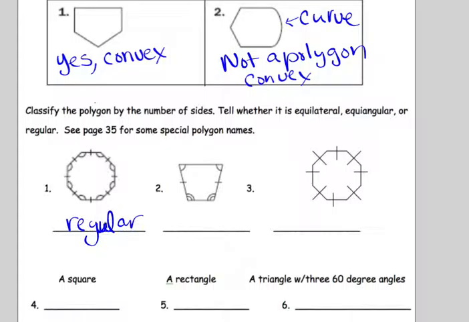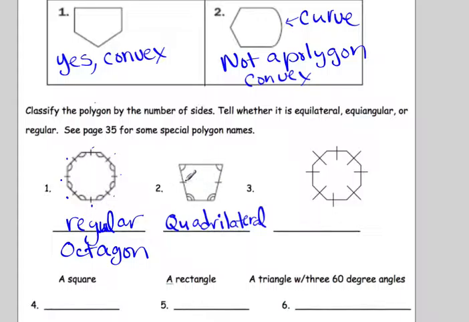It also said to classify by the sides, so we need to count our sides. 1, 2, 3, 4, 5, 6, 7, 8. So it is a regular octagon. So we're naming it by the sides and then telling equilateral, equiangular, or regular, or none of the above. On question 2, it has 4 sides, so it's a quadrilateral. Since I'm naming it based on sides, I'm only saying quadrilateral, although this is a trapezoid particularly.